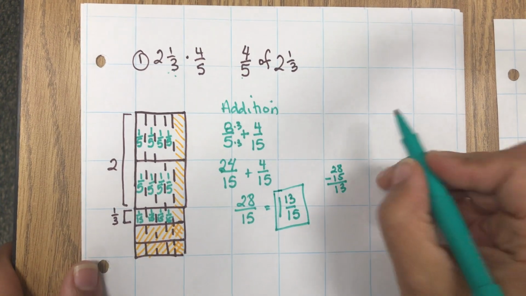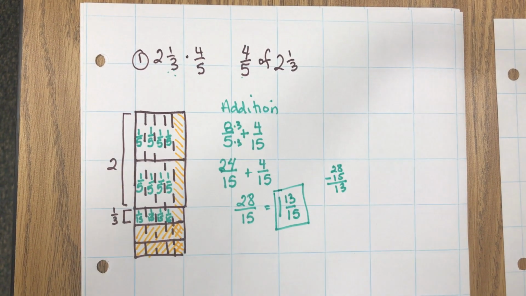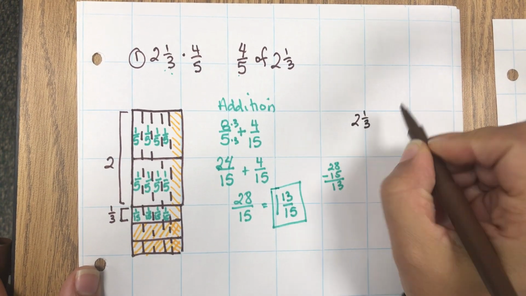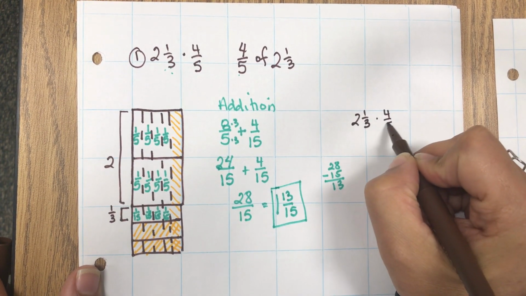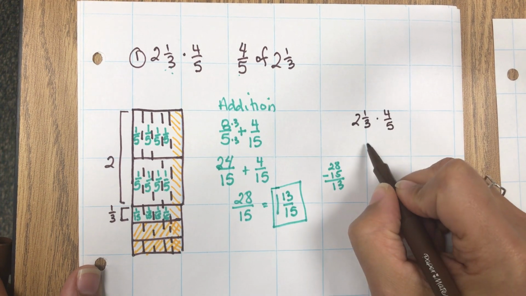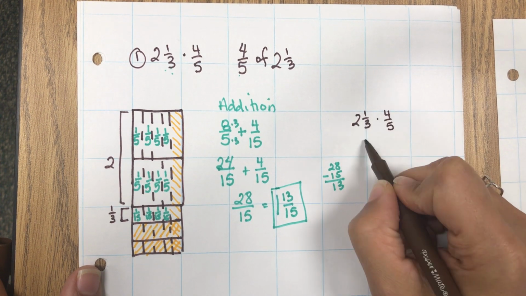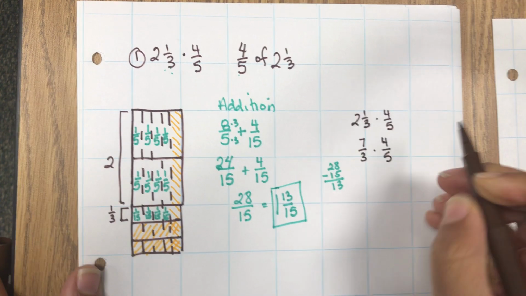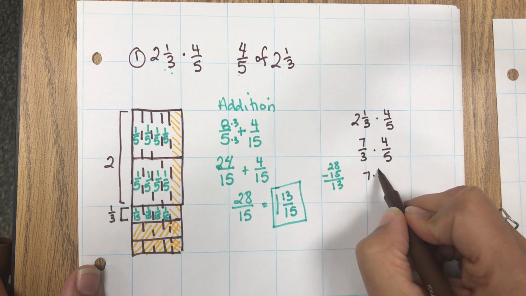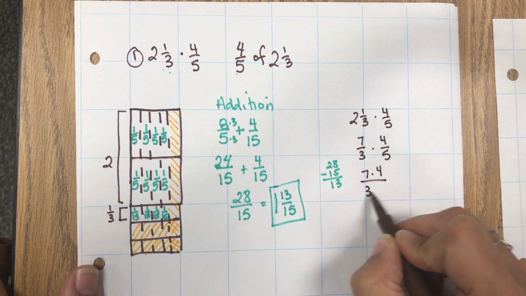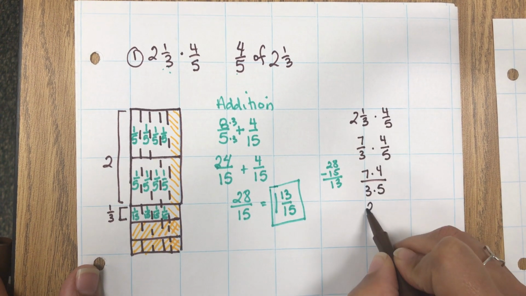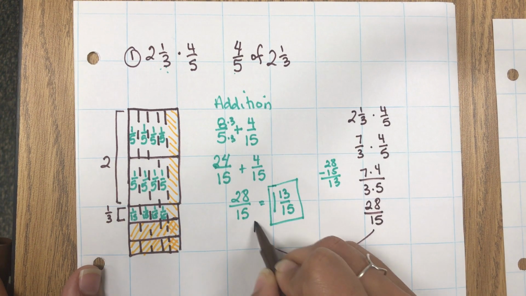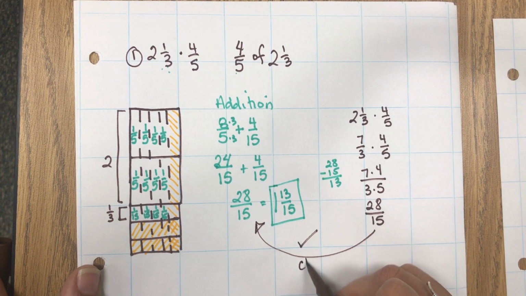I can check my answer by actually multiplying. So if I have 2 1/3 times 4/5, find the mixed number. 2 times 3 is 6, plus 1 is 7/3 times 4/5. So I multiply the numerators and multiply the denominators to get 28/15. That's the same, so it checks.